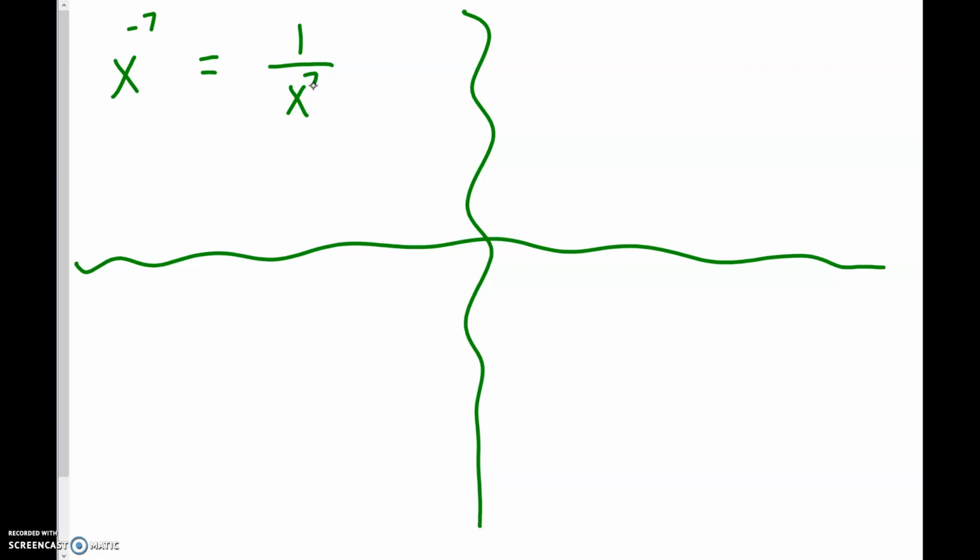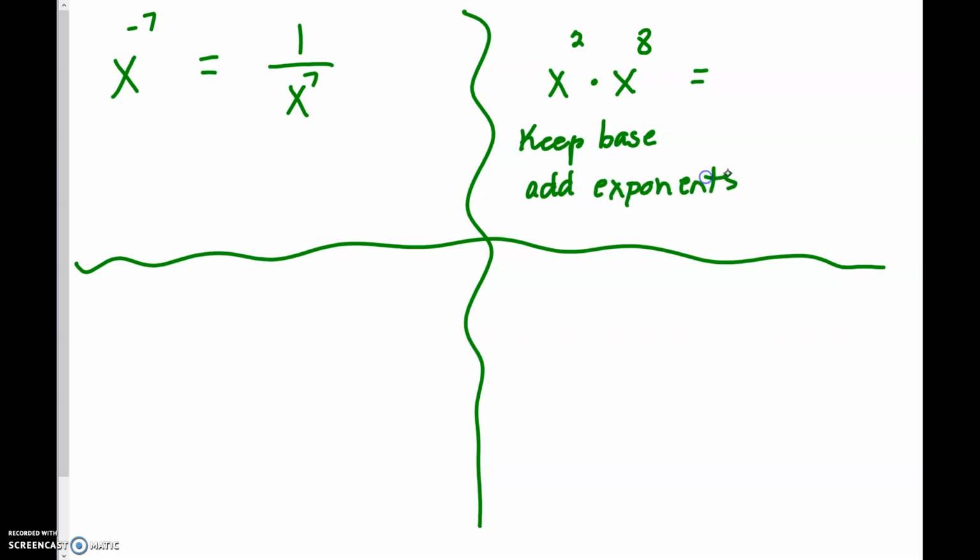Another property that we went over with exponents is if we have like exponents. You can see that these are both x's as bases. So what we are going to do is keep the base. You have to keep the base, and then add exponents. So when we add exponents, we're going to get 2 plus 8, so you get x to the 10th power. Keep your base, add your exponents.